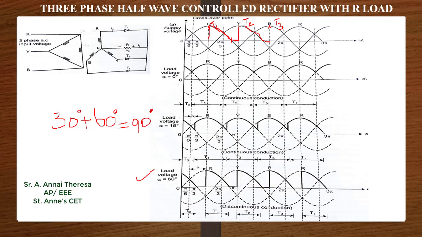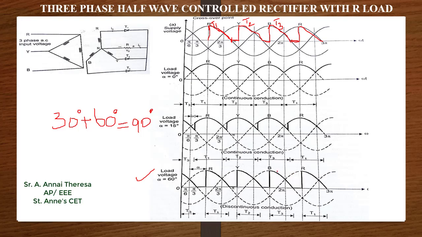Then again T3 is triggered at this point. When T3 is triggered, what will be the output? The B phase voltage will appear across the load. Then since it is turned off, for the negative half cycle it is reverse biased, so no output. Then again the thyristor T1 is triggered, so it goes on like this.